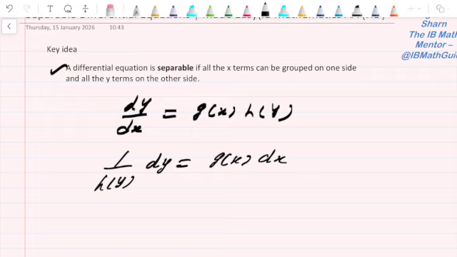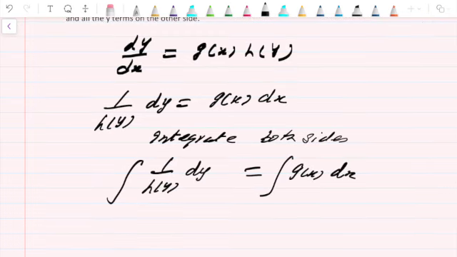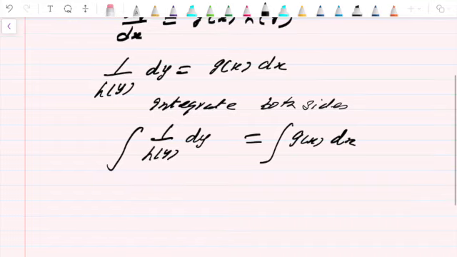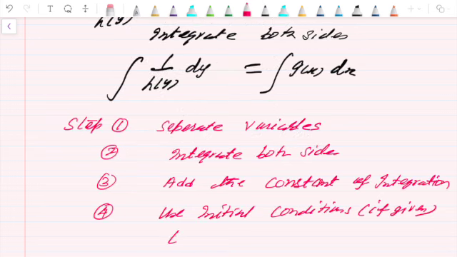Now after separating the variables, we can integrate both sides. So what are the steps to find the constant? First, separate the variables, integrate both sides, and add the constant of integration. Then, if initial conditions are given, use them to find the constant of integration.